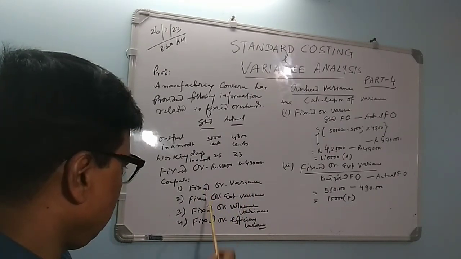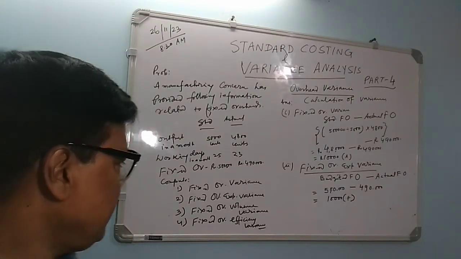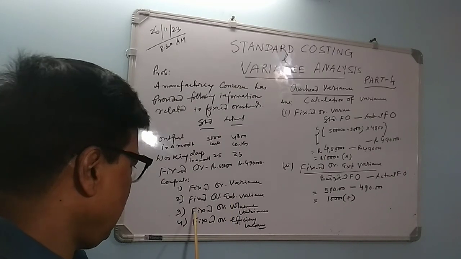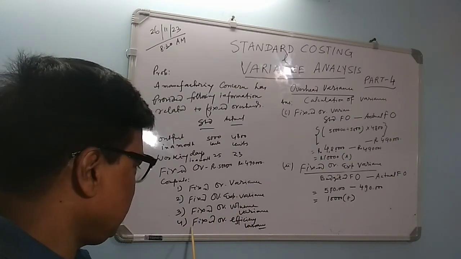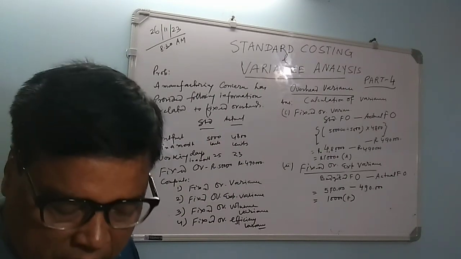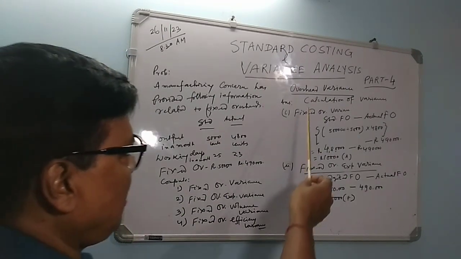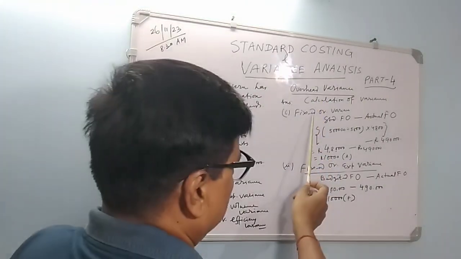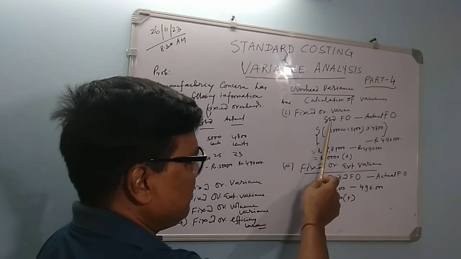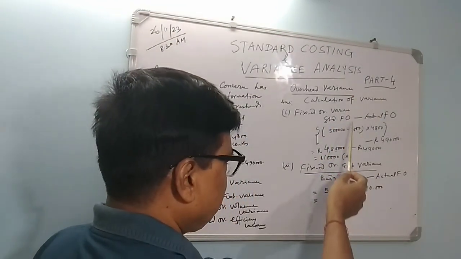Generally, four types of overhead variances we have to calculate: fixed overhead variance, fixed overhead expenditure variance, fixed overhead volume variance, and fixed overhead efficiency variance. Now we'll go one by one. First, we'll discuss the fixed overhead variance. That is very simple: standard fixed overhead minus actual fixed overhead.